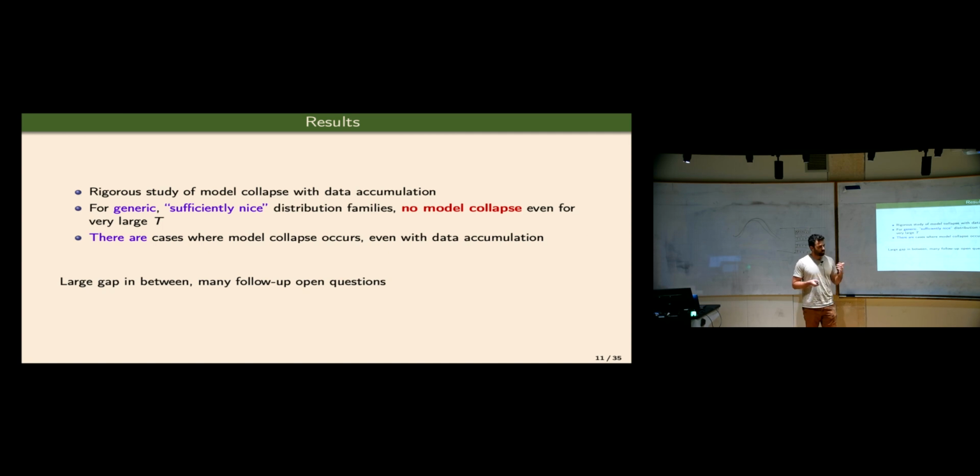But without these sorts of assumptions, you can create very synthetic examples where you do get model collapse, and you can make it happen arbitrarily quickly. And there's also a very big gap between these examples, because the positive examples are for very classical, nice assumptions, and the negative examples are when you have almost no assumptions. And in between, it's still kind of a gray area.